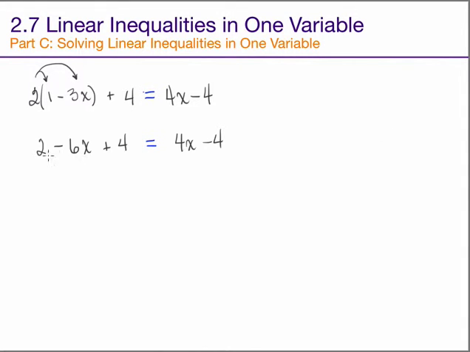The next step would be to combine like terms on both sides. 2 plus 4 is 6, minus 6x equals 4x minus 4. Did I multiply or divide by a negative number in that last step? No, just combine like terms on the left-hand side.